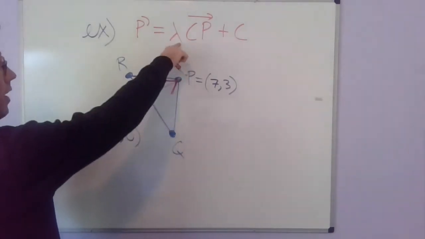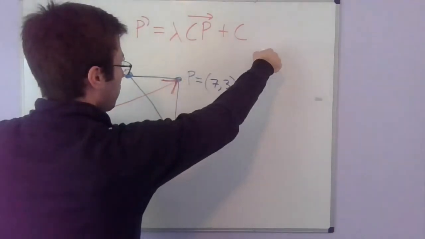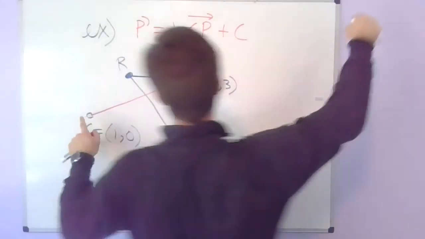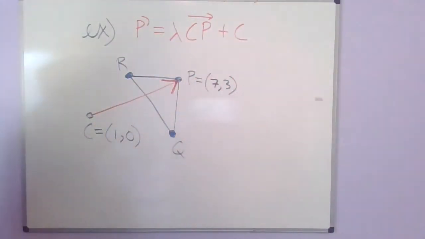Now we can make this vector bigger or smaller. We can flip it, so lambda could be negative. It could be over here. We can make it bigger. Lambda could be like 2, or lambda could be 3. We can make this point be anywhere we want it to be.